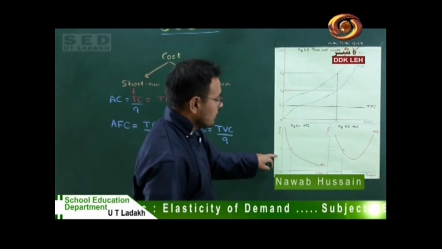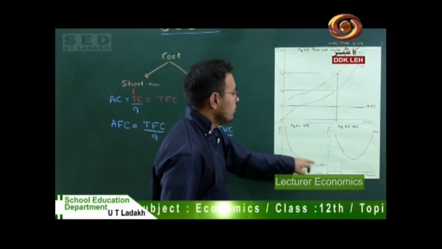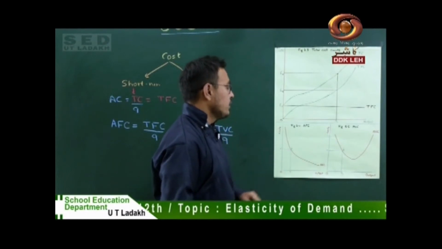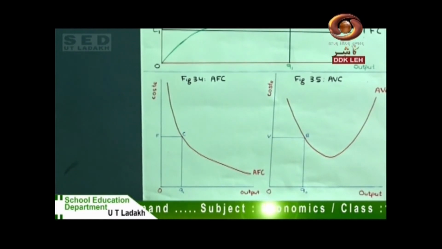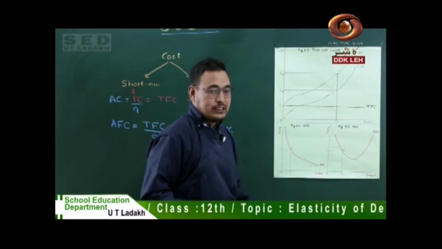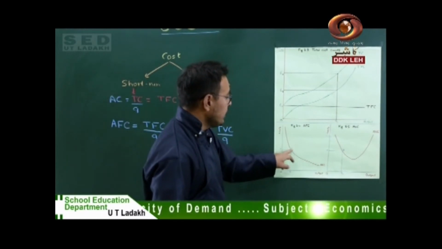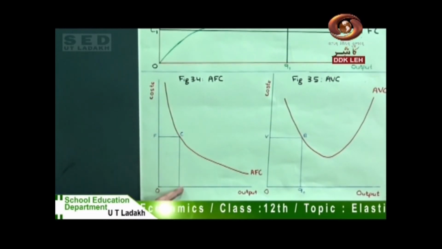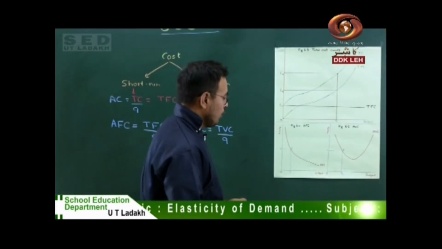Now again, on this graph we have figure 3.4, which shows the shape of your average fixed cost. As far as average fixed cost is concerned, the shape will be like a rectangular hyperbola, about which we studied earlier also in our earlier classes. The property of this rectangular hyperbola is that at every point, whether it be C or any hypothetical point C, if I draw a rectangle, it will give you an area which will be equal to your total fixed cost.